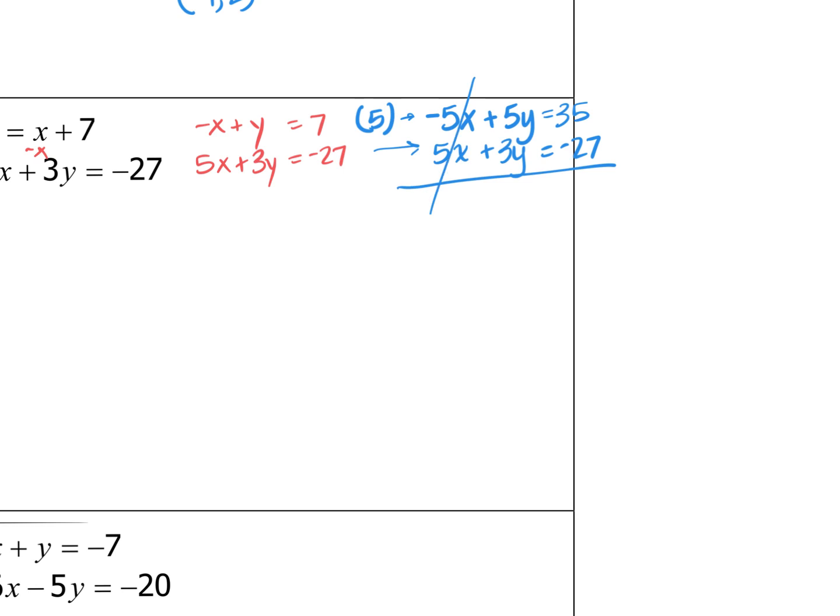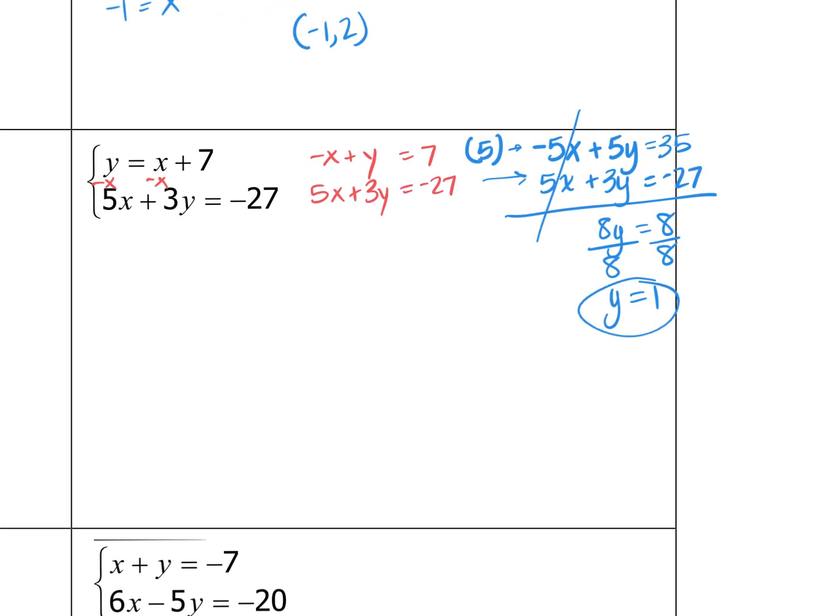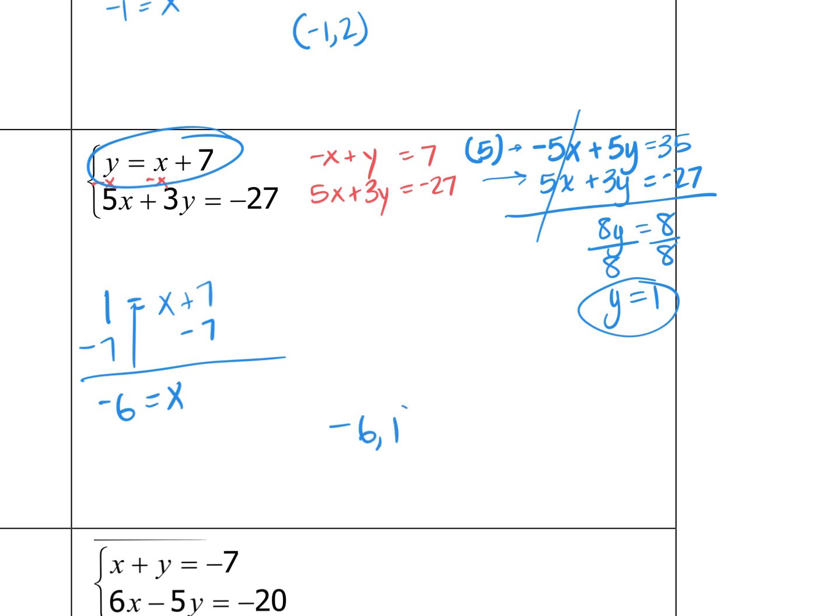Add straight down, the negative 5x and the 5x cancel. 5y plus 3y is 8y. 35 minus 27 is 8. So what does y equal? Then we just plug it back into one of our original equations. So 1 equals x plus 7. So I subtract 7 from both sides so I can solve for x. I got x equals negative 6. So negative 6, 1 is our solution. Yep.